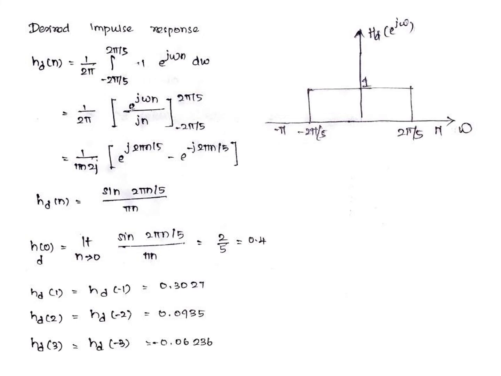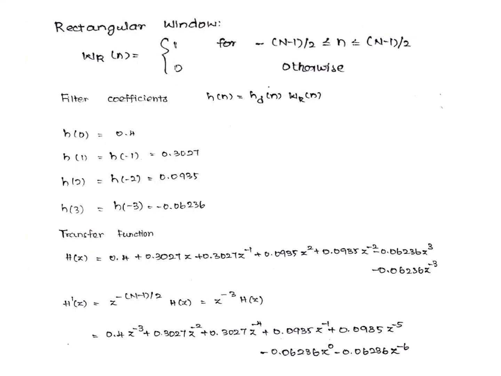hd of 2 is equal to hd of minus 2, the value is 0.0935. hd of 3 is equal to hd of minus 3, the value is minus 0.06236. And the rectangular window function wr of n is equal to 1 for minus (n minus 1) by 2 less than or equal to n less than or equal to (n minus 1) by 2. So every value of wr of n is 1. So simply we have h of n is equal to hd of n into wr of n.